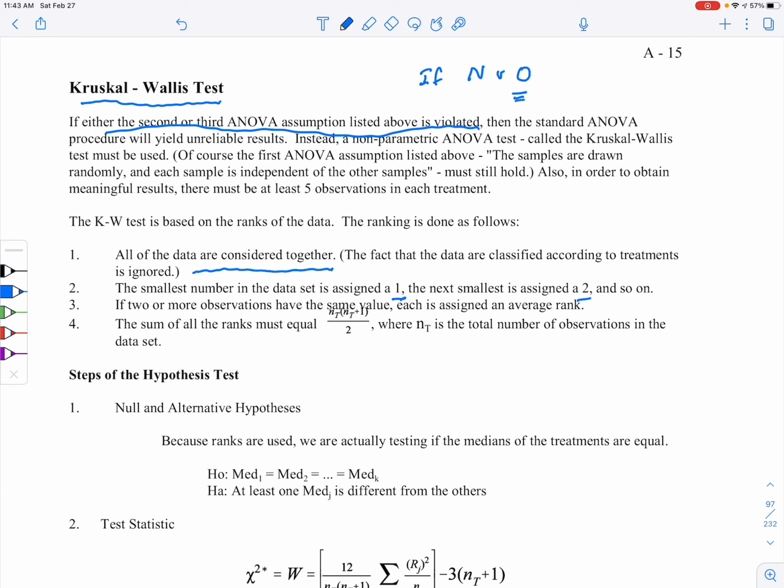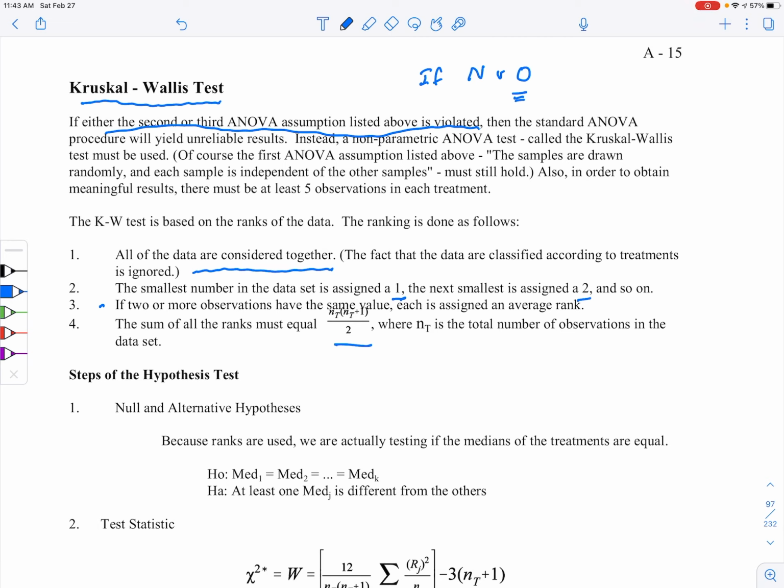If you have two or more numbers which are exactly the same, then you give them an average rank, and we'll see an example of that. So that's what number 3 is about here. And then number 4, it says the sum of the ranks must equal nt times nt plus 1 divided by 2.